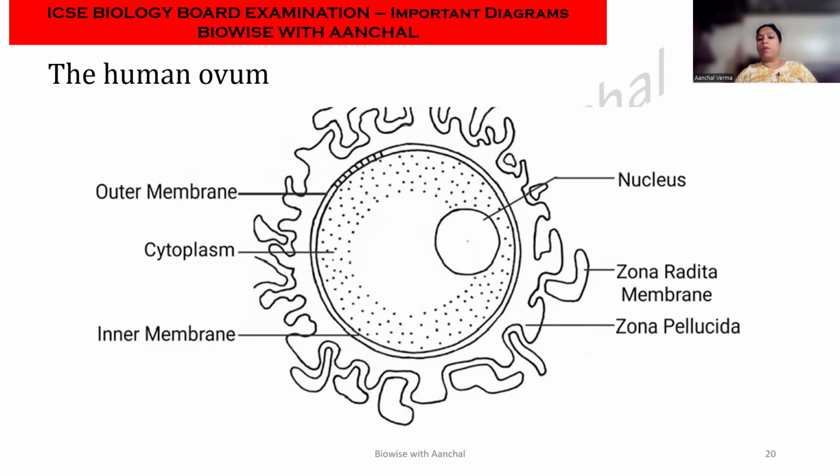This is the human ovum: nucleus, the cell, that is the outer membrane. Then you have cytoplasm, inner membrane, zona pellucida, corona radiata. These are present. This is the number of cells present around the ovum. Any doubt? Put it in the comment section.